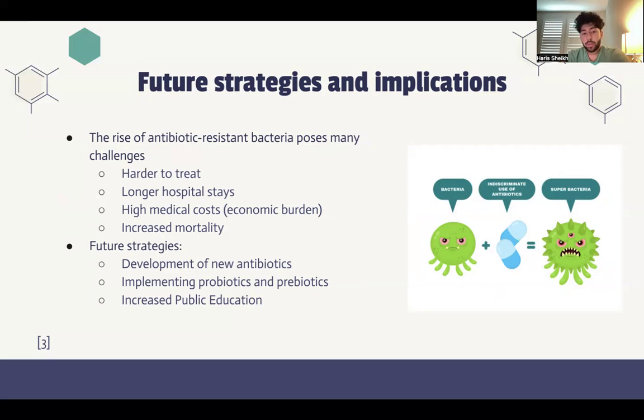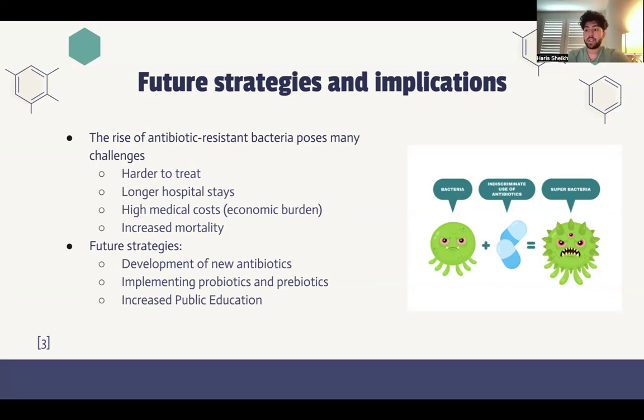And these can include the development of new antibiotics, implementing probiotics and prebiotics, where probiotics can maintain the current healthy gut microbiome, and prebiotics can feed the current gut microbiome and make it further develop and become more healthy, specifically feeding the beneficial bacteria. And lastly, public education.